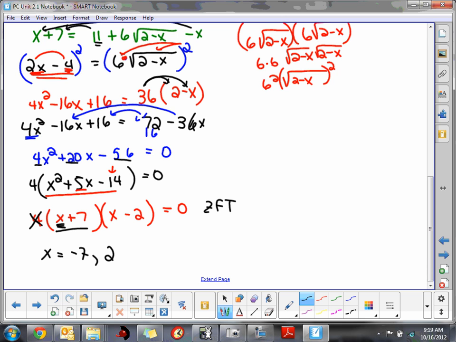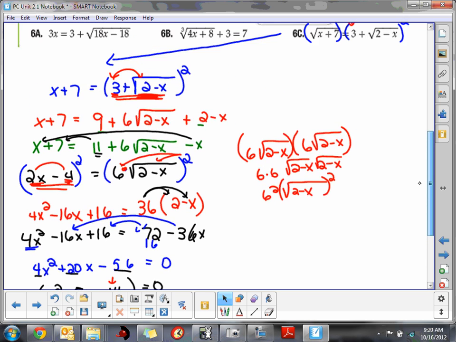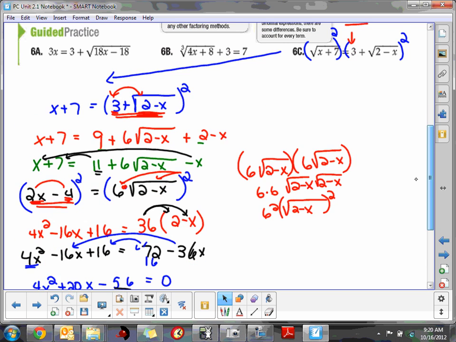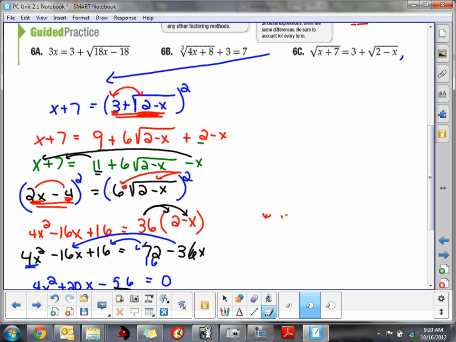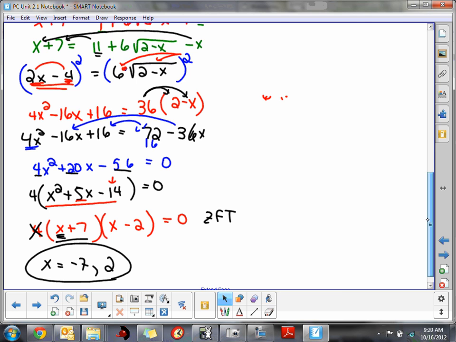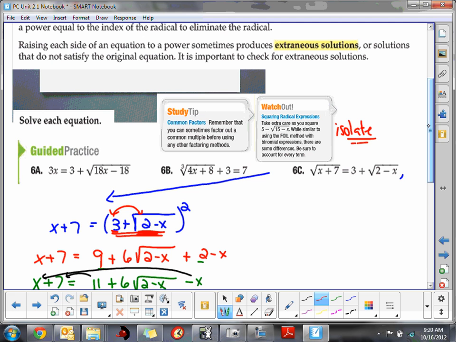Now these are our plausible or possible solutions. They're never final until we check those back into our original equation. So we're going to go all the way back up here, and we're going to test those into our original equation. So we have to test the solutions of negative 7 and 2. Do both of these survive?